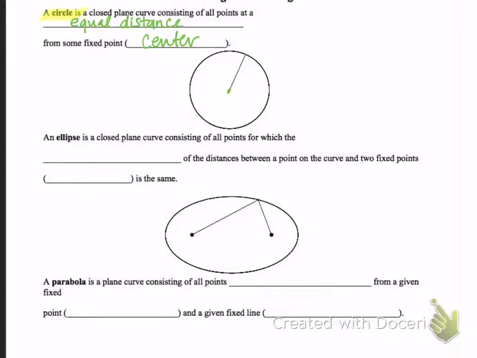An ellipse is a closed plane consisting of all points for which the sum of the distances between a point on a curve and two fixed points is the same. We call that a foci. Basically the sum, so if you add these two together, no matter where you draw them, so if I drew them here, or here, or here, they would always be the same. If you added those two distances together, they would always be the same.